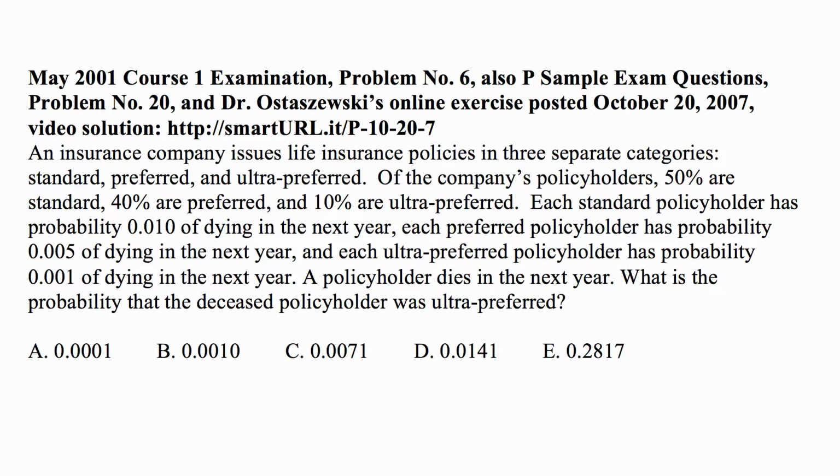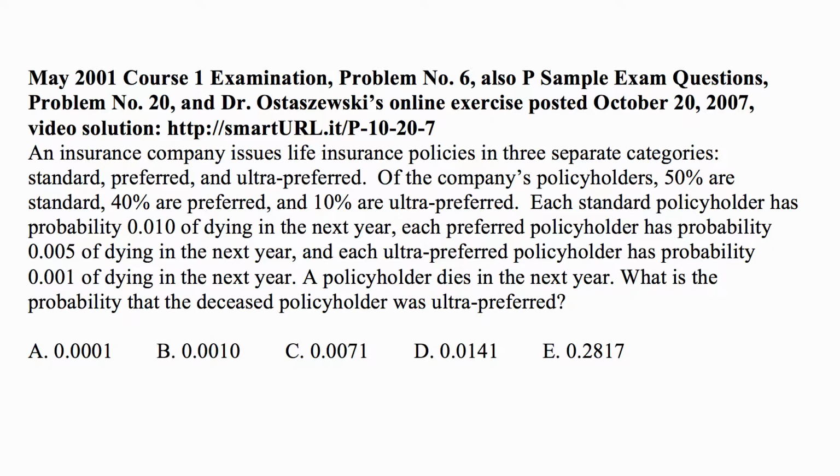An insurance company issues life insurance policies in 3 separate categories: standard, preferred, and ultra-preferred. Of the company's policyholders, 50% are standard, 40% are preferred, and 10% are ultra-preferred. Each standard policyholder has a probability of 0.01 of dying in the next year. Each preferred policyholder has a probability of 0.005 of dying in the next year. And each ultra-preferred policyholder has a probability of 0.001 of dying in the next year. A policyholder dies in the next year. What is the probability that the deceased policyholder was ultra-preferred?